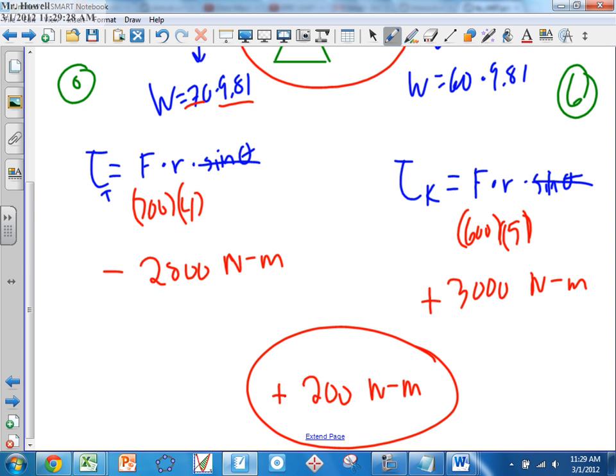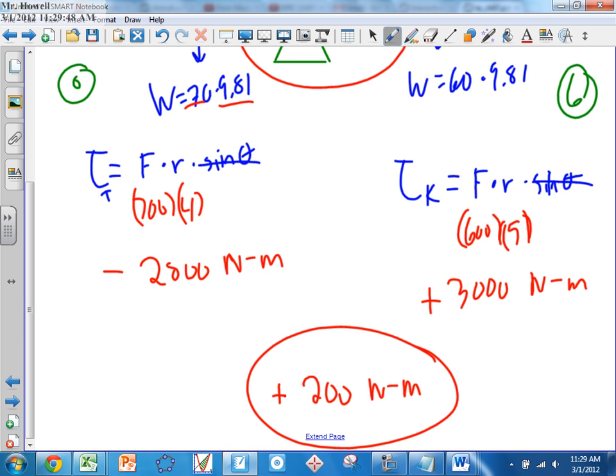Therefore, Kenny's side goes down. Again, what we're doing right now is balancing our torques. We're taking a look and saying, what is one torque providing and what is the other torque providing? See which one is bigger. See what happens in the end. Because Kenny's torque was more than Terrence's, his side is going to go down.